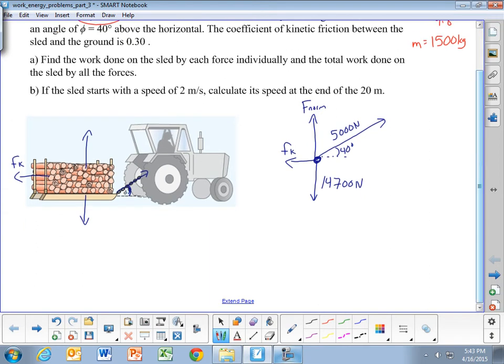To find the normal force, which we need in order to find the force of friction, we have to break the tension in the chain into components. We have to find the x and y components of this tension. The x component of the tension will be 5,000 times the cosine of 40 degrees, which is 3,830.222 newtons. The y component of the tension will be 5,000 times the sine of 40 degrees, which is 3,213.938 newtons.